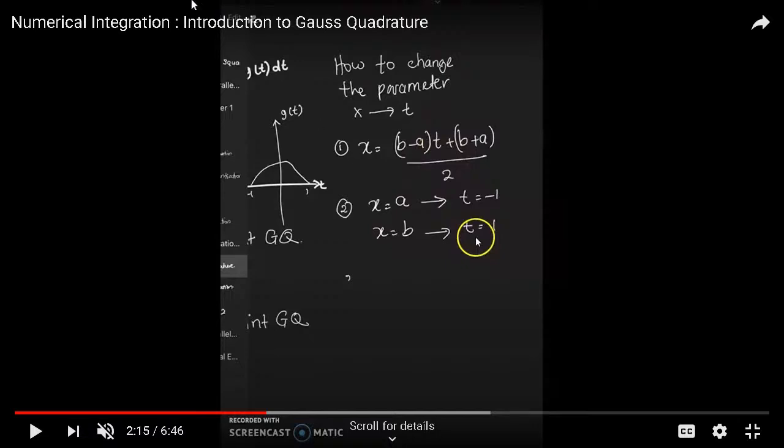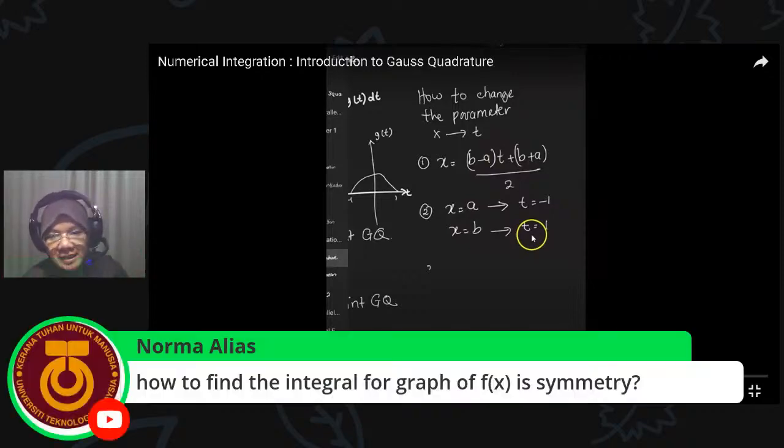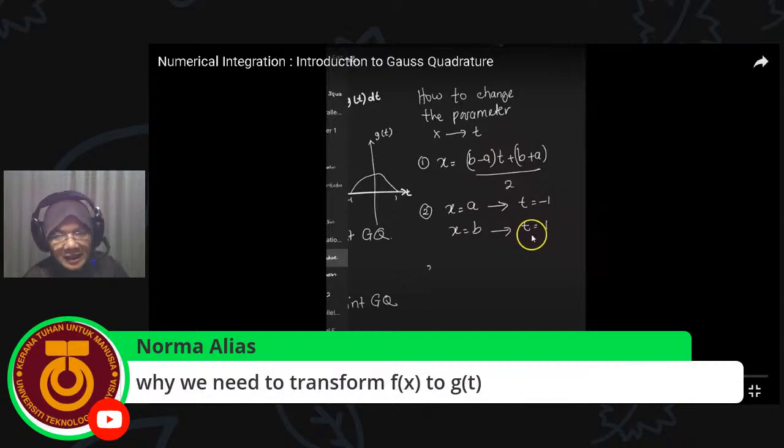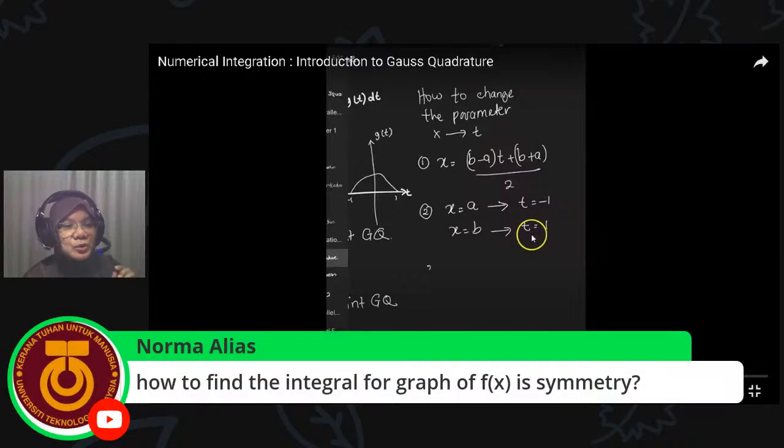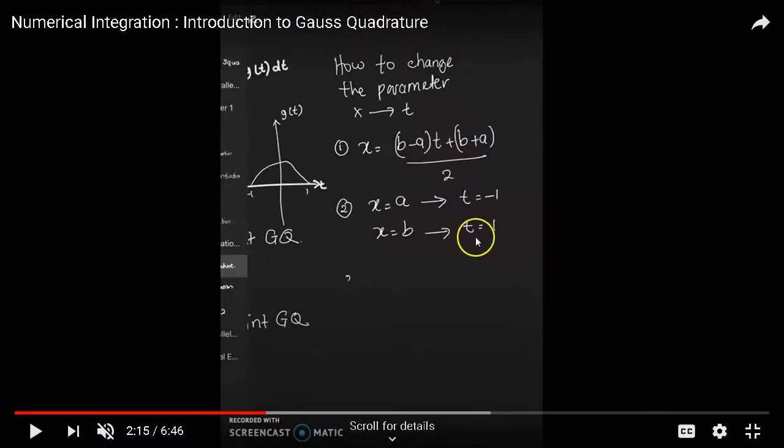Now my question here is why we need to use this formula. Because we want to transform from f(x) to g(t), and from domain a, b to negative 1 and 1. What you do now is dimensionalize the function. Why? Because the graph is symmetric, and there is a standard way to do the numerical integral. The way you use is Gaussian quadrature.